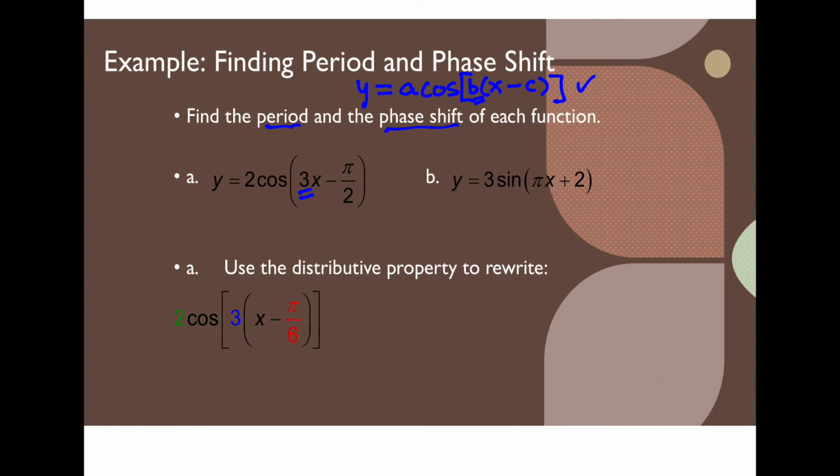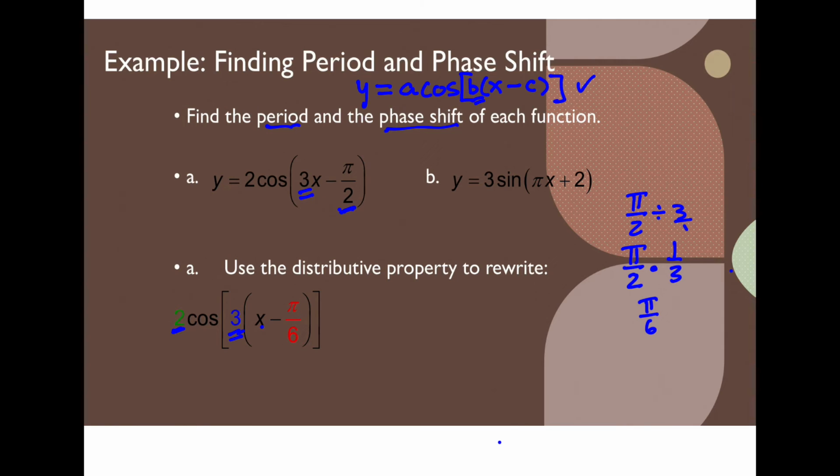So if I want to factor out 3, I've got to divide this by 3 as well. If I take pi over 2 and divide it by 3, that's the same as taking pi over 2 and multiplying it by 1/3, right? Multiplying by the reciprocal, which gives me pi over 6. So if I factor that out, we know the amplitude here. We factored out the 3, and what I'm left with then is minus pi over 6.